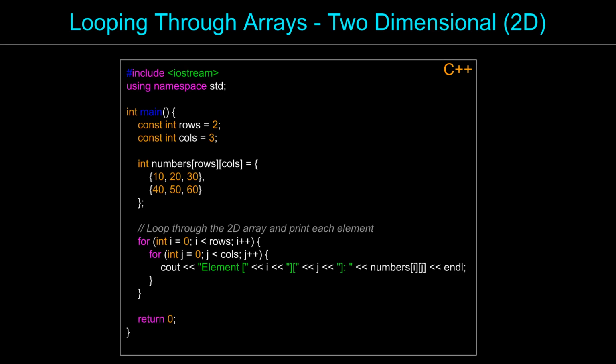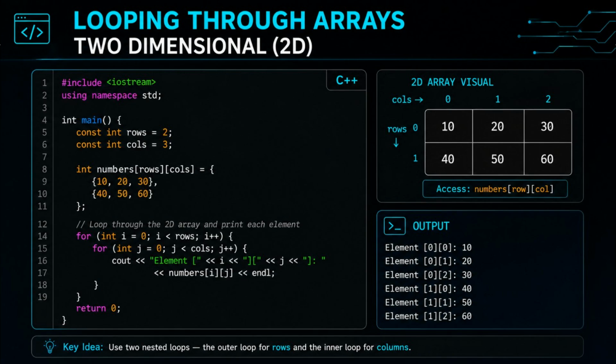Here's looping through a two-dimensional array in C++, nested for loops, an outer loop for rows, and an inner loop for columns, printing each element by its row and column index. The output confirms every value gets visited exactly once, in row-by-row order.